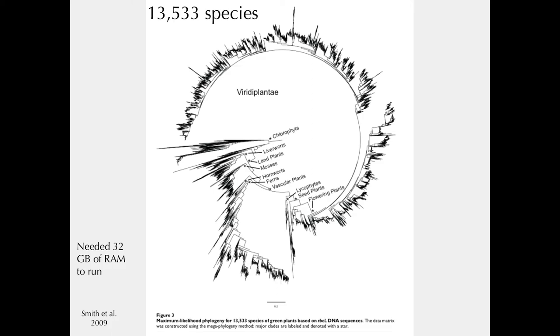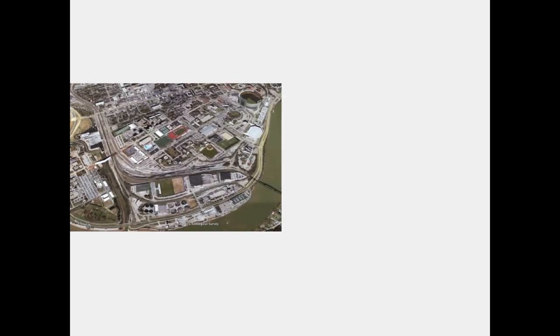So here's a simple tree. It was about 5 years ago, and it was 13,000 species, which took 32 gigs of RAM, which at the time wasn't common. But that's just 13,533 species. And imagine that search space is basically the size of the campus here. There's athletics, classrooms. Right? It's like finding a rubber duck somewhere on campus. That's the search space for 13,533 species.